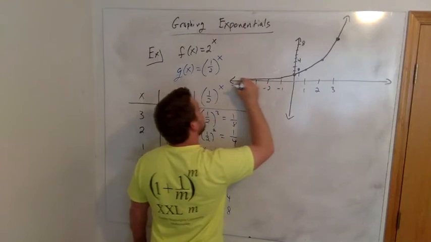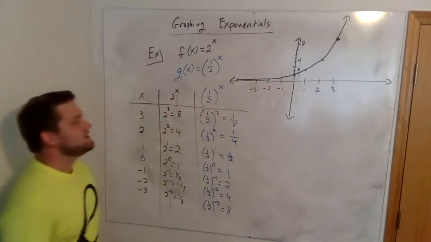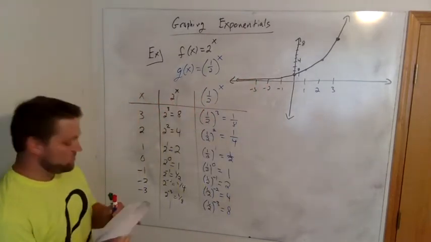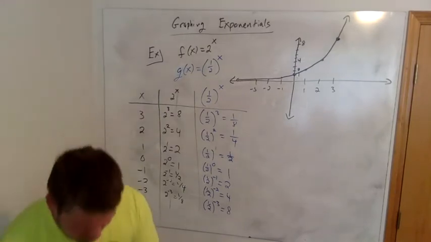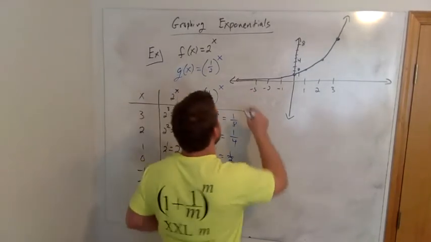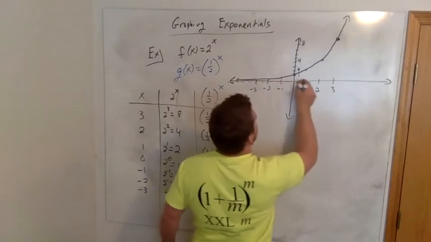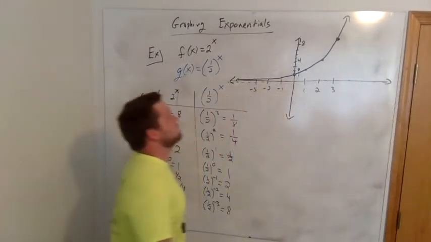So what we should notice here, right off the bat, is that this exponential function has a horizontal asymptote. So let's write that. We have this horizontal asymptote at y = 0.